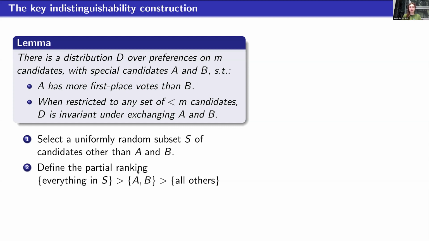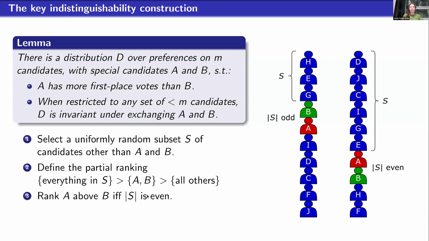So I've told you everything about the ranking except whether A is greater than B. The final step is to determine that, and I put A above B if and only if the cardinality of S is even. On the right is an example of two possible outputs from this distribution. Say the random set S happens to be the set containing E, G, and H, in this random order, and everything else is in some other random order. S has size 3, which is odd, so I put B above A. In this other draw, we had an S with even cardinality, so I put A above B. These are typical outputs from this distribution.